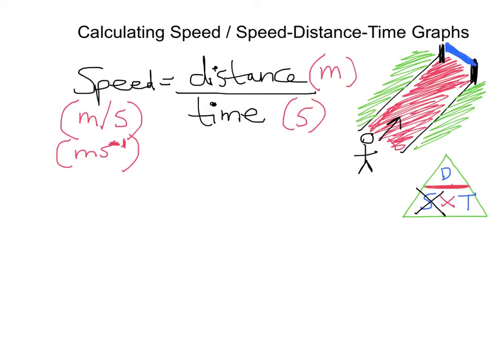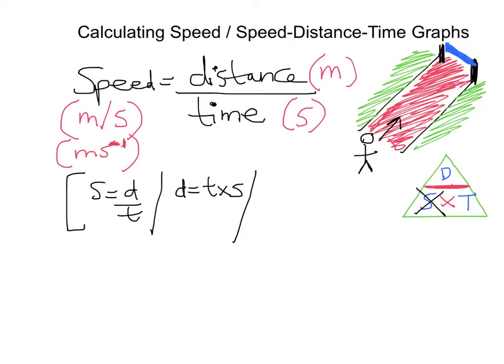So if you wanted time, that would be d divided by s. Or if you wanted the distance, that would be s times t. So we'll just put here as a sort of extension. Speed is distance divided by time. If you rearrange the equation, distance would come out as time multiplied by speed. And equally, time would be distance divided by speed. So that's just how you work out speed.